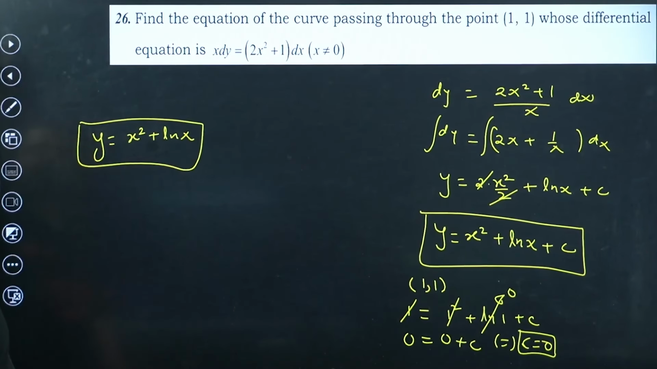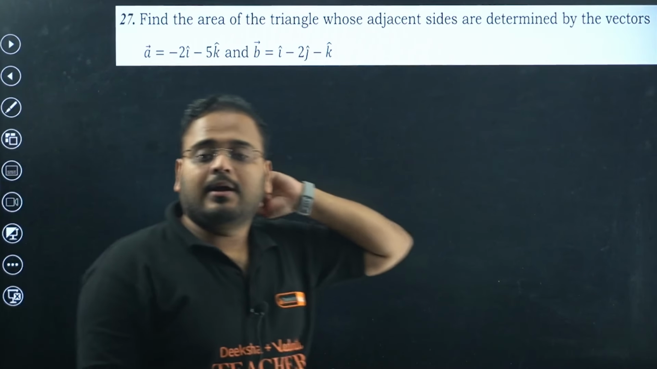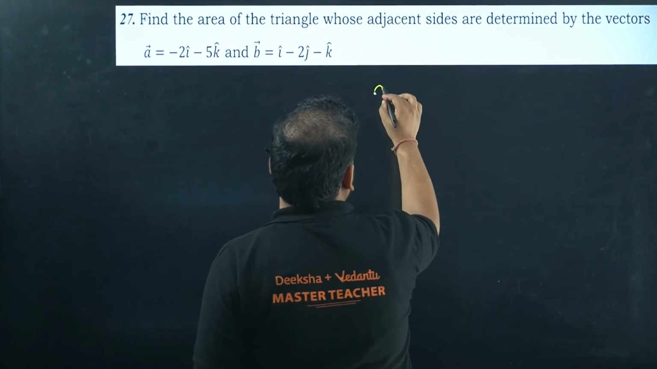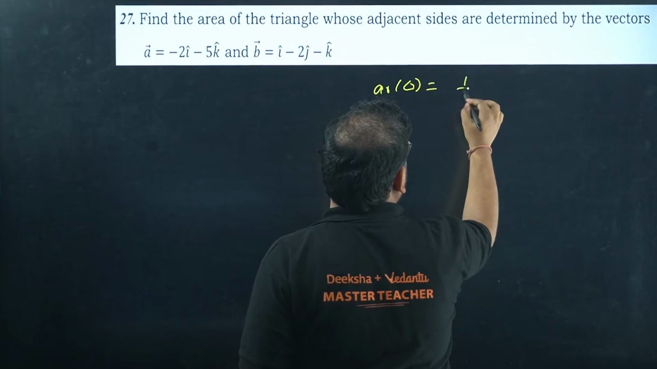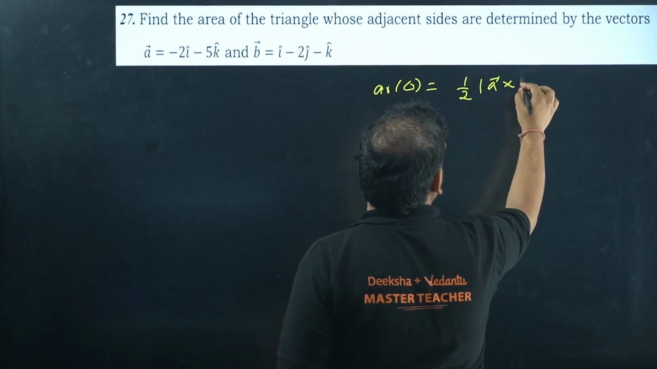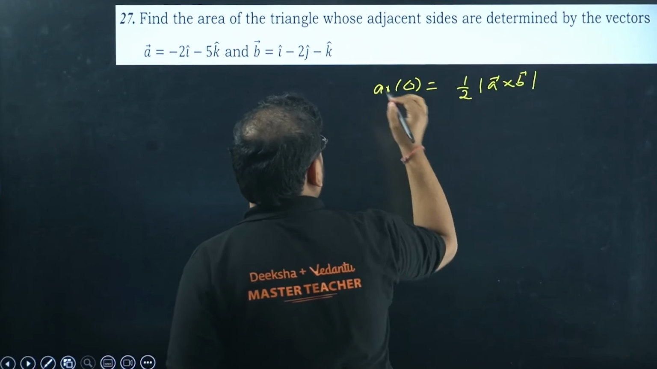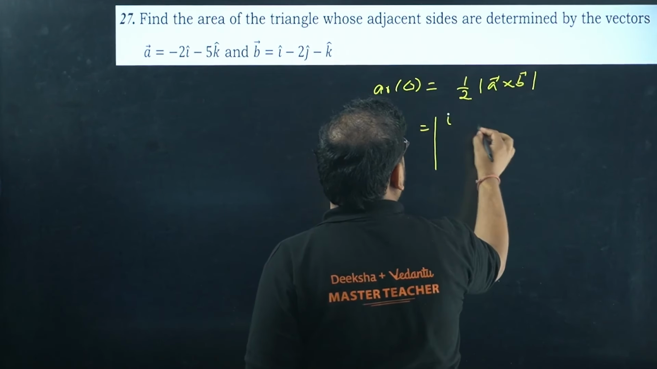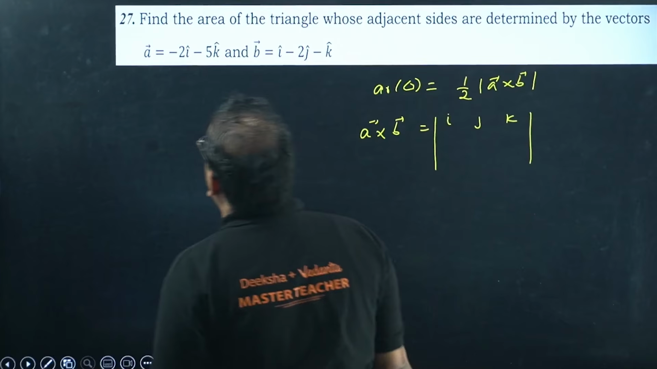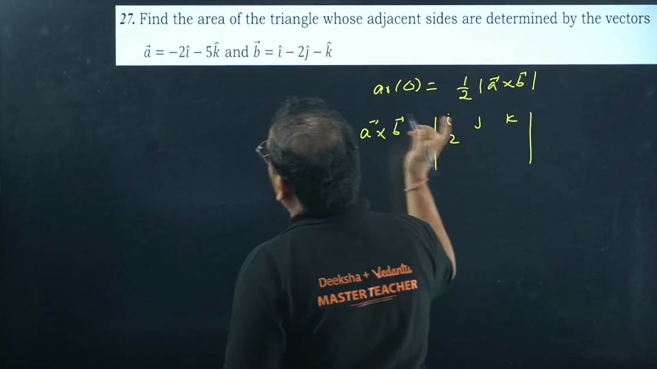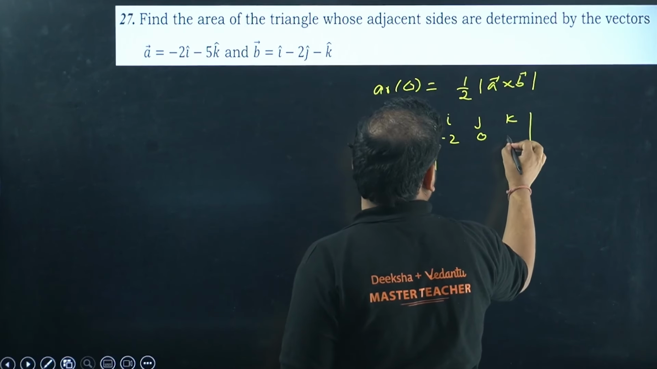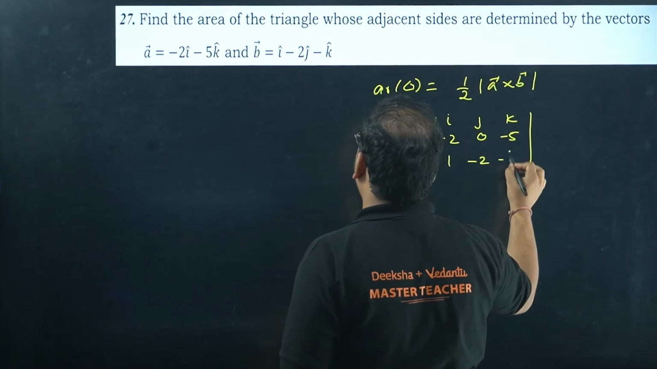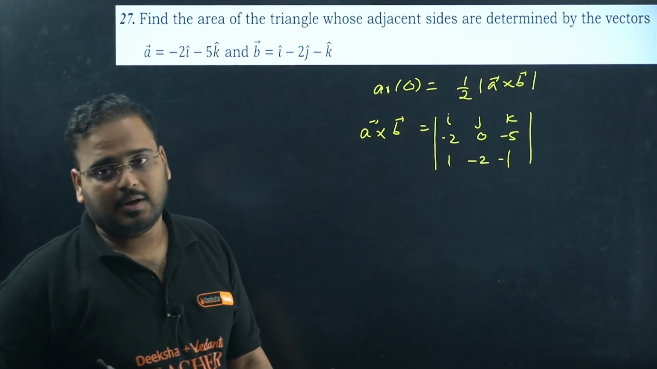Next, 27. Area of triangle whose adjacent sides are determined by the vectors. Area of triangle is given by 1 by 2 mod of vector a cross vector b. Let's find the vector a cross b first. We have to use the determinant form: i, j, k. For a the components are minus 2, 0, and minus 5. And for b we have 1, minus 2 and minus 1.